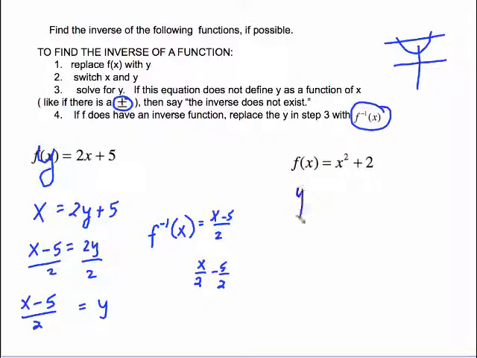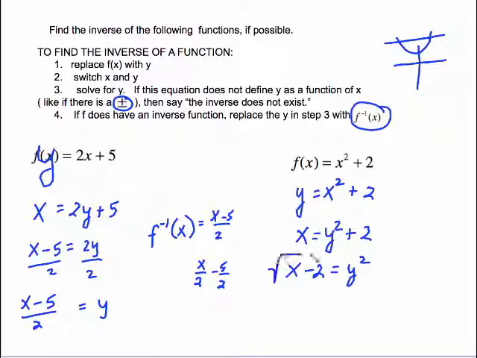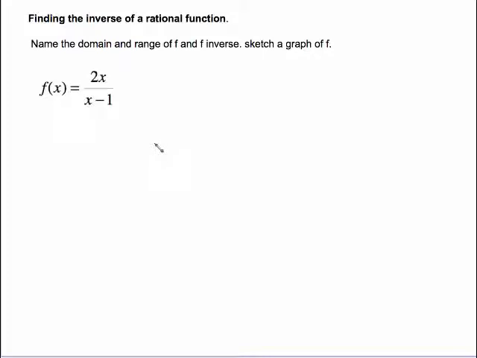And as far as the algebra of it, here's my steps. Put my y instead of f of x, swap my x and the y. So now it's x equals y squared plus 2. Subtract 2 from both sides. And to undo this y squared, take the square root. And you should remember that as soon as you take the square root of both sides when you are solving, you get a plus or minus. So algebraically, the plus or minus tells me there is no inverse. Graphically, the fact that it doesn't pass the horizontal line test tells me that there is no inverse.